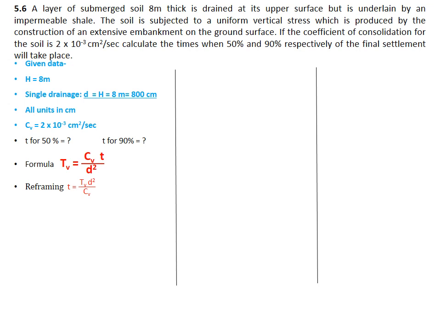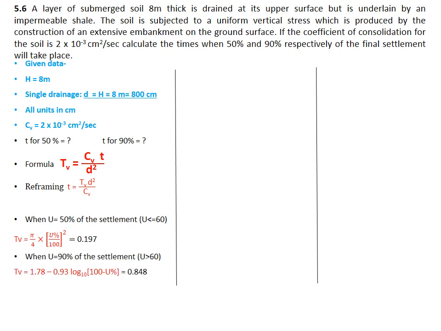So now what is the formula for TV? So when the U is less than or equal to 60, which is the first case of 50%, the formula for TV is given by pi by 4 into U by 100 square. So if we put the value of U, which is 50 here, we will get the value as 0.197. Now the second case, the U is 90%. So the formula is changed. So when U is greater than 60, you have a different formula. So TV is 1.78 minus 0.93 log to the base 10 of 100 minus U. So if you put the value of 90 here, you will get the TV as 0.848.